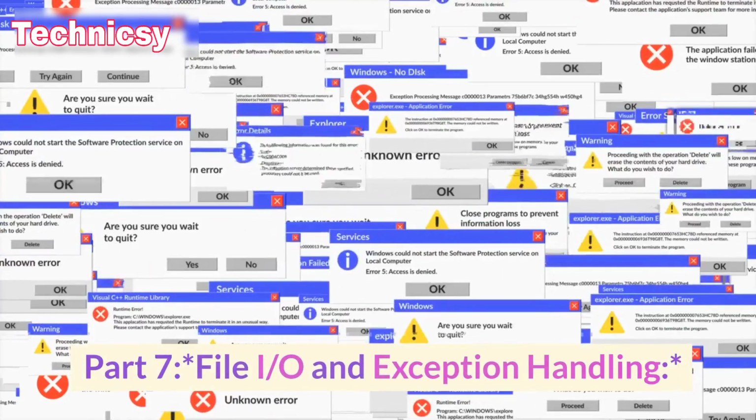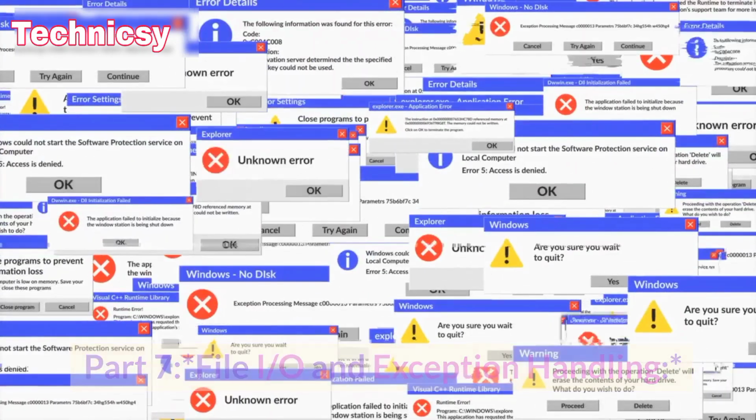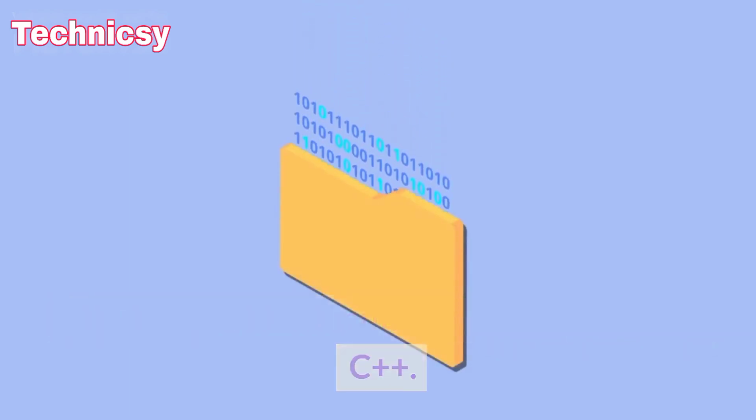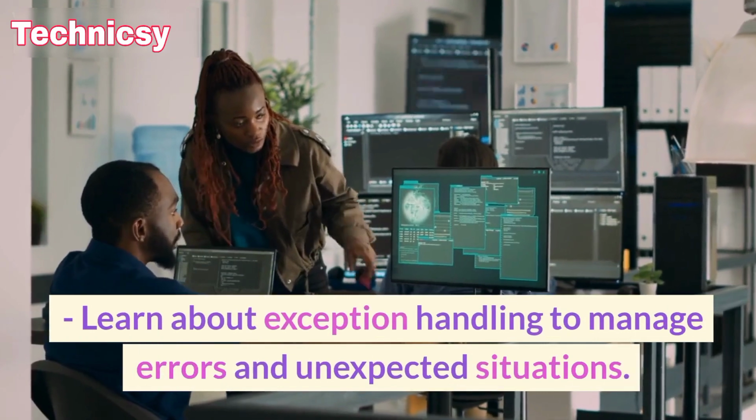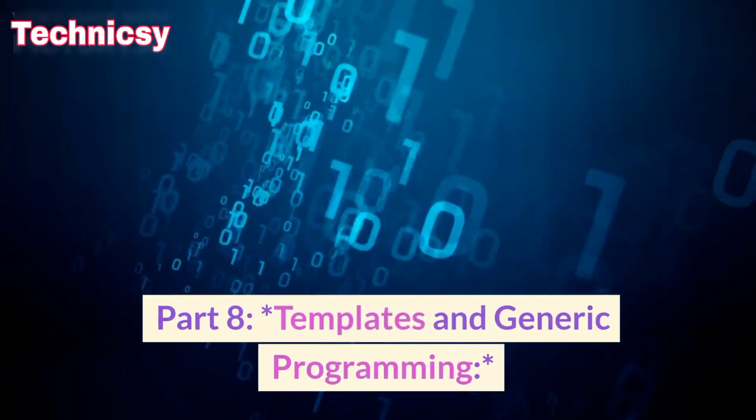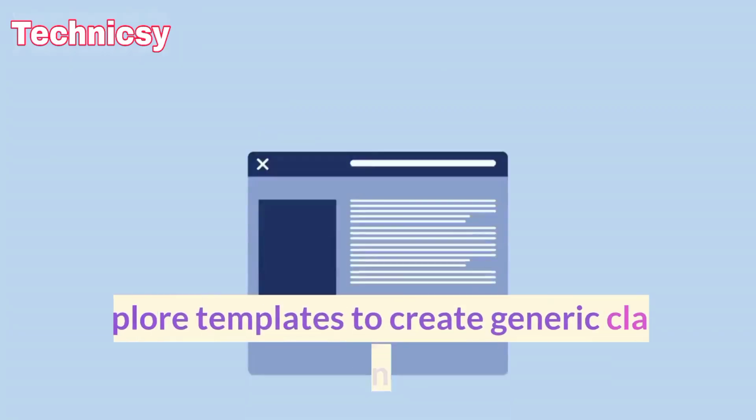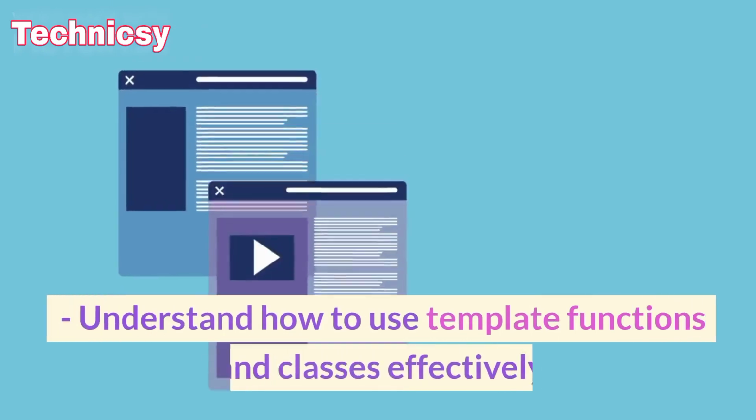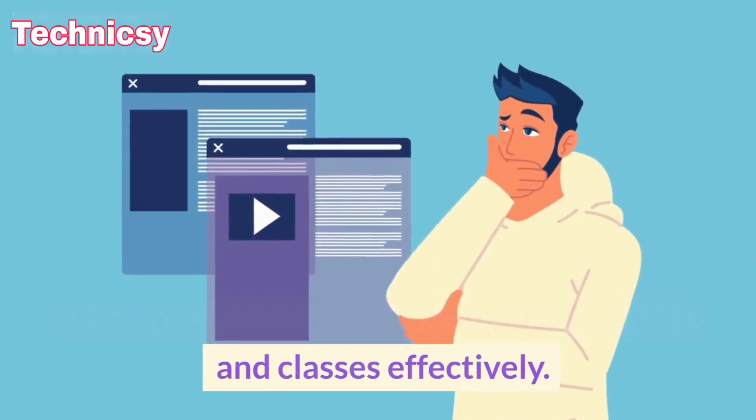Part 7. File I/O and exception handling. Understand file input-output operations in C++. Learn about exception handling to manage errors and unexpected situations. Part 8. Templates and generic programming. Explore templates to create generic classes and functions. Understand how to use template functions and classes effectively.